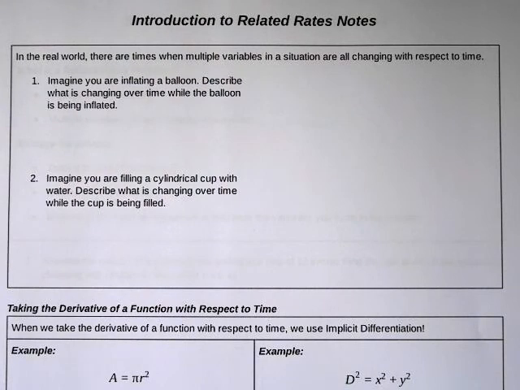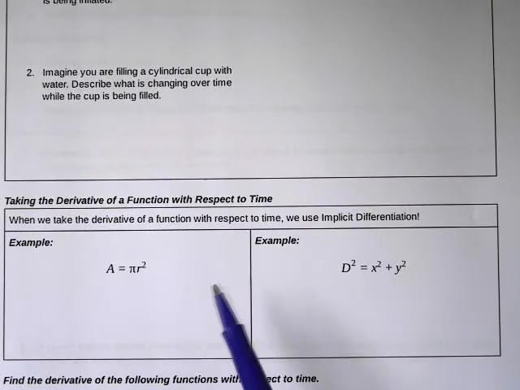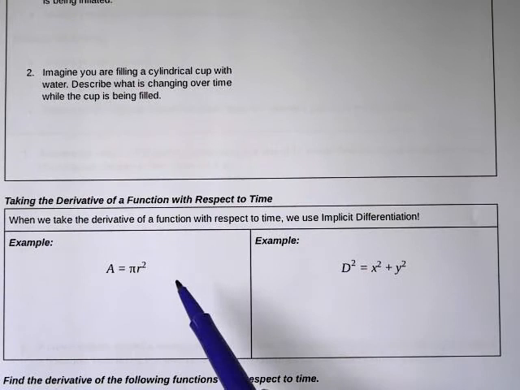So we're going to talk through these two examples in class to really help you see why related rates are so important and where they're actually used in the real world. But the big idea here is that sometimes there are multiple variables in a situation that are all changing with respect to time. So we're going to actually jump down here though and talk about these two examples really quick.